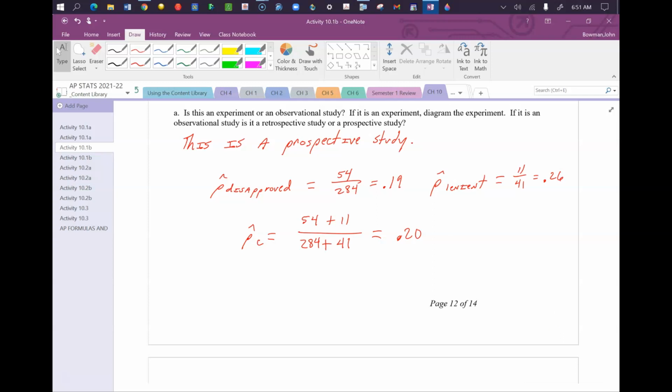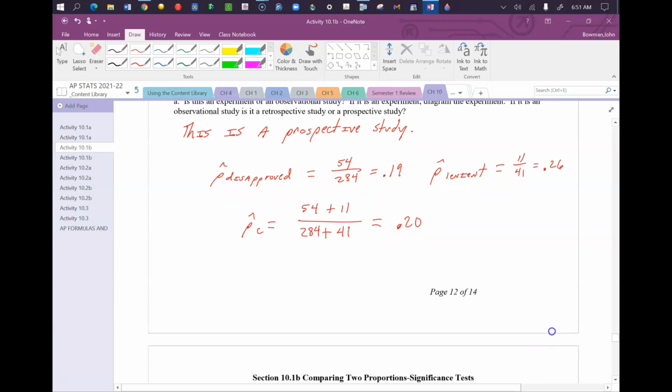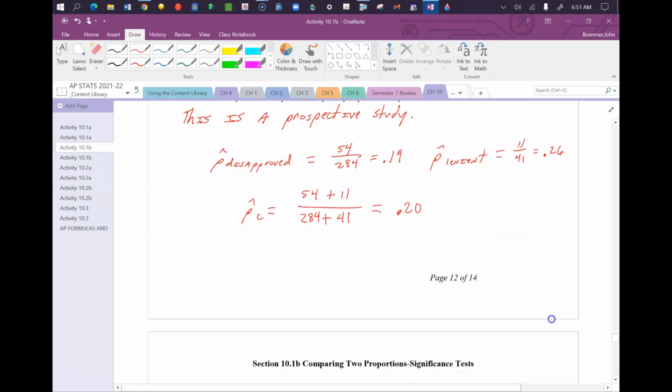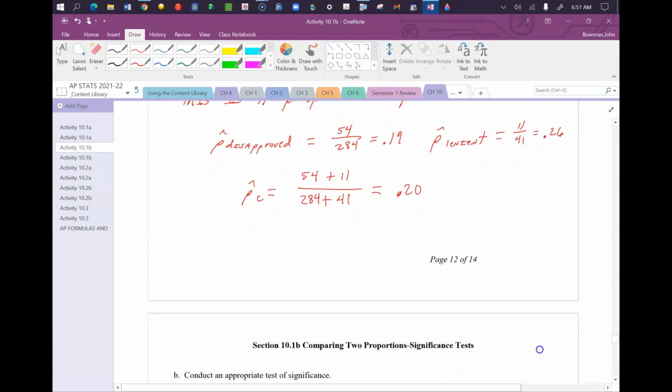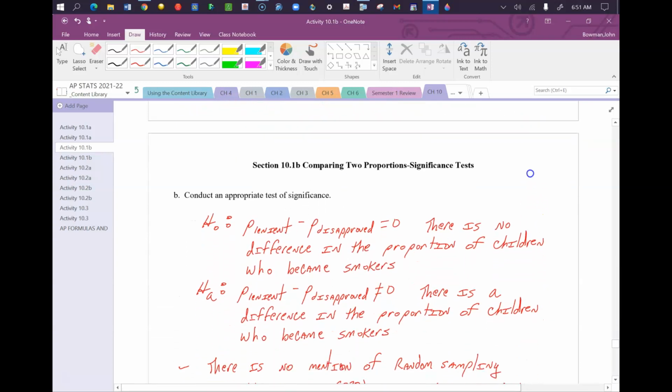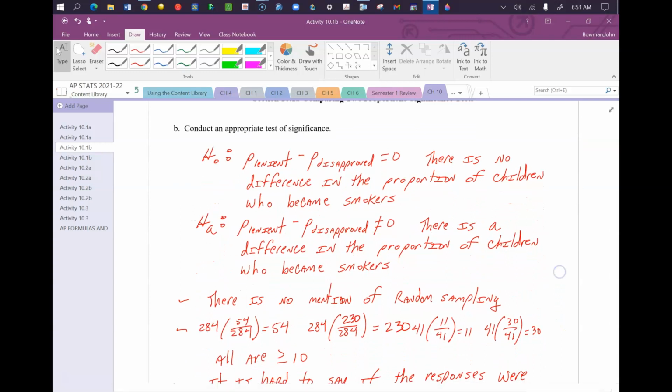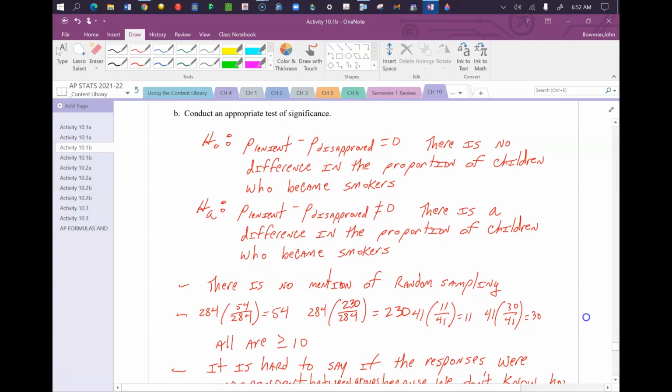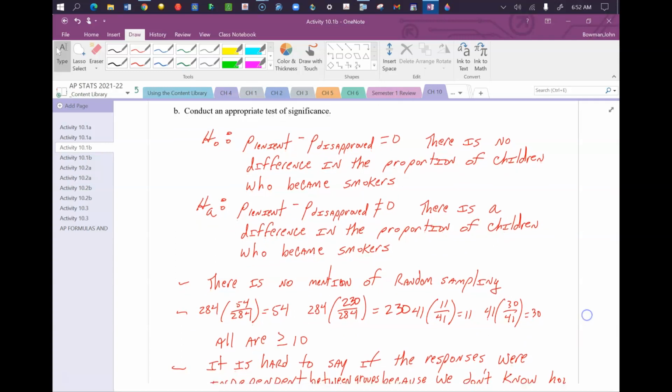The combined proportion, add up the two numbers of successes and divide by the total of the two sample sizes, turns out to be about 20%. Our null and our alternative hypotheses look like this. I took the proportion that were lenient minus the proportion that were disapproved equals 0. You could have done it either way. The only difference is when you do the calculation, you would get the opposite sign for the test statistic.